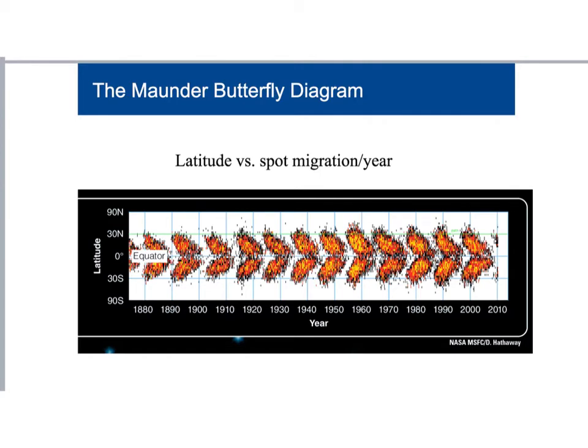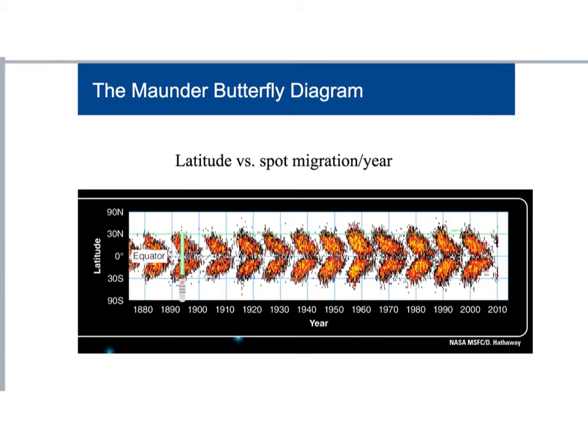So I've shown you a few of these different diagrams. We call these the butterfly diagram for obvious reasons, because this actually does look like a butterfly. But if you stop and think about what it's actually correlating, we have time on our x-axis and we have latitude on our y-axis. So this is actually a map over time.